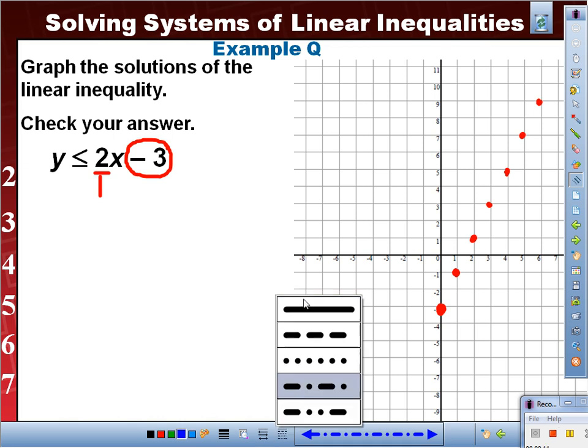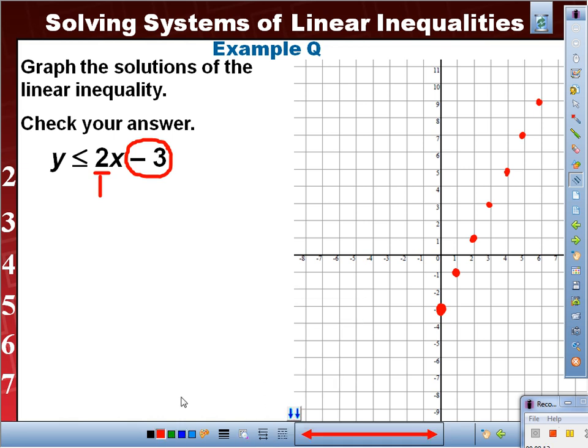Before I graph my line, though, I need to look at the inequality symbol. The inequality symbol is less than, but it has, pay attention to this part, an equal sign underneath. That tells me that I'm going to graph my line to be a solid line.